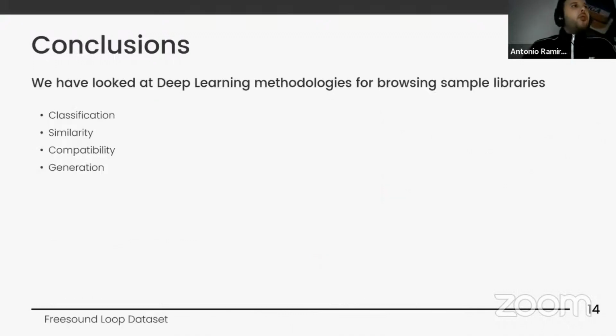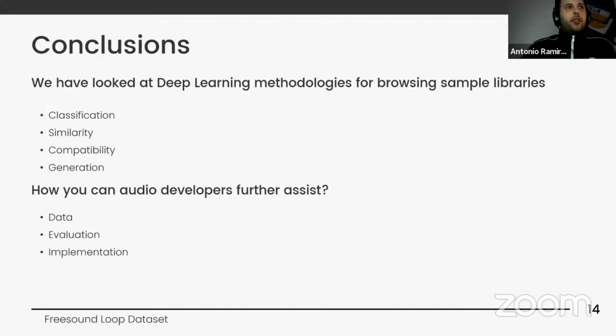Let's step up to the conclusions now. Throughout this talk, we have looked at some very interesting deep learning methodologies for browsing sample libraries in terms of classification, similarity, compatibility, and also generation. For future work, especially for audio developers, as I think this is our target audience, one very important thing in deep learning models is the data that we have. A lot of audio developers have access to high quality data from their company, and it would be very interesting to see it provided to researchers and academia. This would highly impact the work that we're doing.